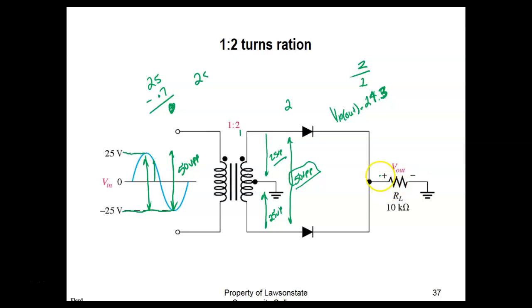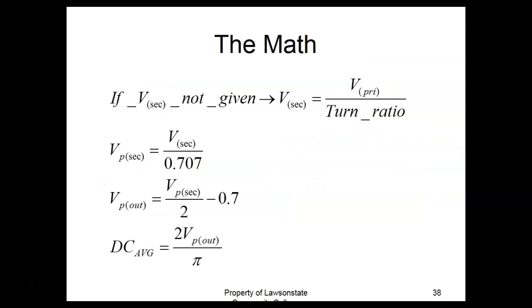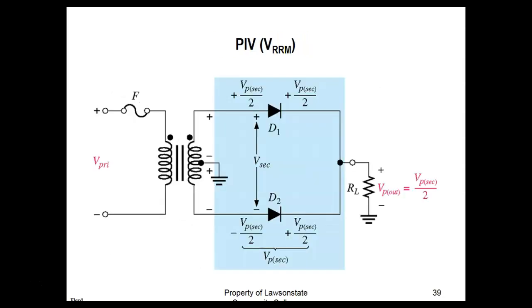By the way, the output current is going to be this. Once we are in DC, then of course your I, the load current, would be equal to volts DC over 10K. That's the same thing.